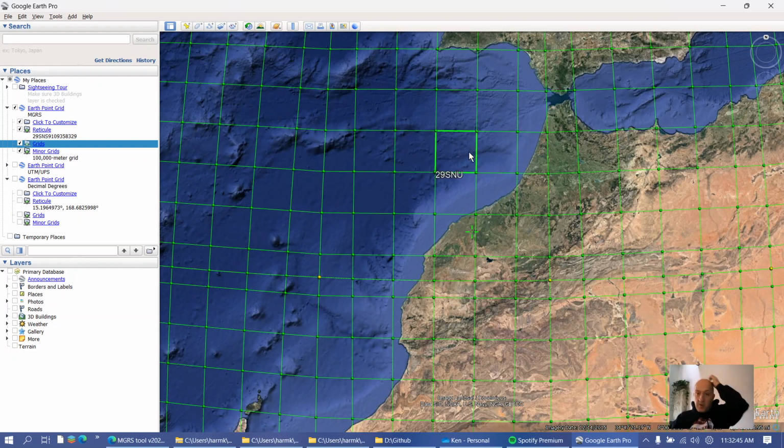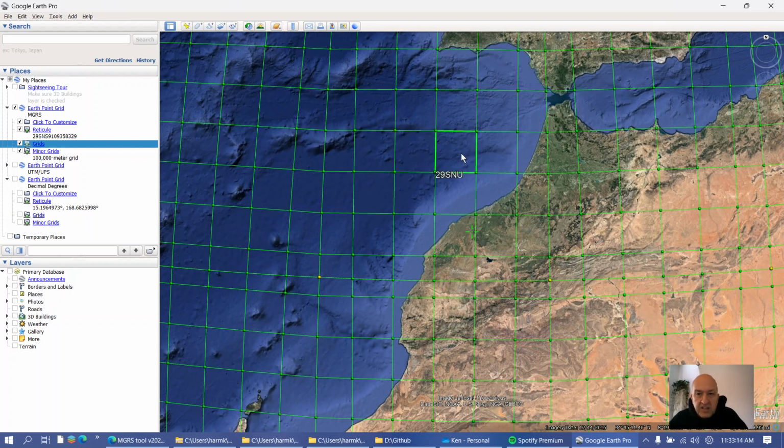And each of the squares has 2 letters. This square is November Uniform. The 29 is the 29th grid zone from the international date line. Sierra is north of the equator. And then the November Uniform is this green square.